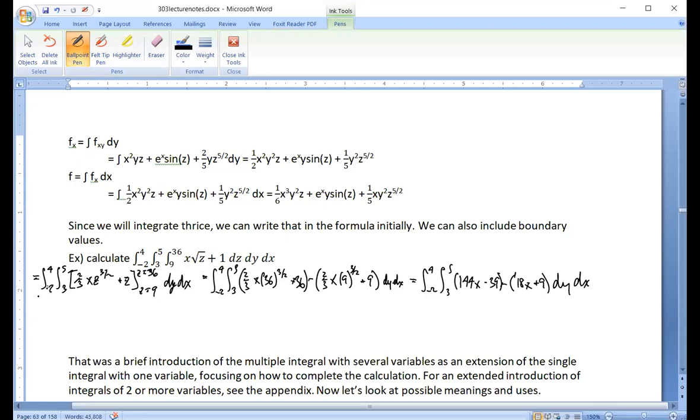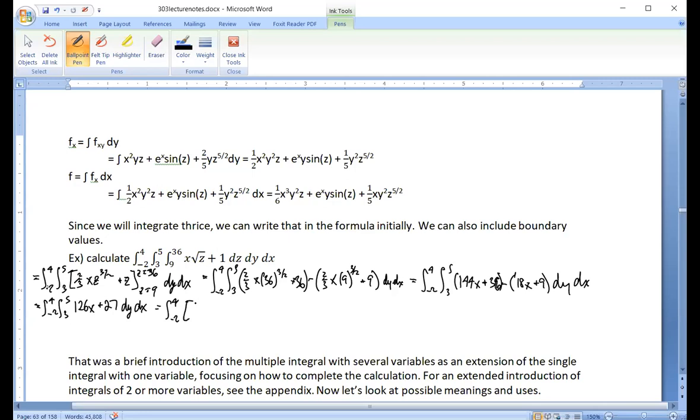Okay? Working that out, that gives us the integral from -2 to 4, integral from 3 to 5, 126x plus 27 dy dx. And now we just do the same thing all again. So I'm just giving you a feel for what these calculations are going to look like.